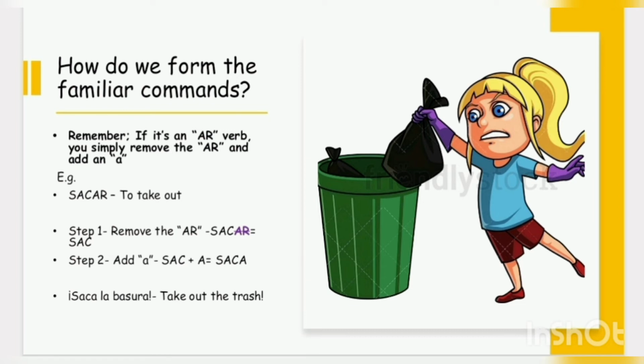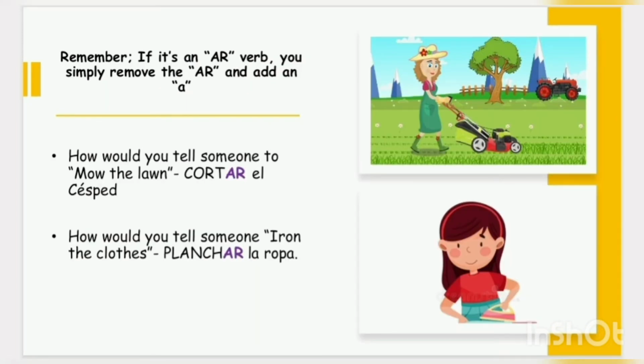Wow! So try these two for yourselves. How would you tell someone to mow the lawn? And how would you tell them to iron the clothes? So remember, if it's an AR verb, you simply remove the AR, then you add on the A. So, what would your answer be for these two?